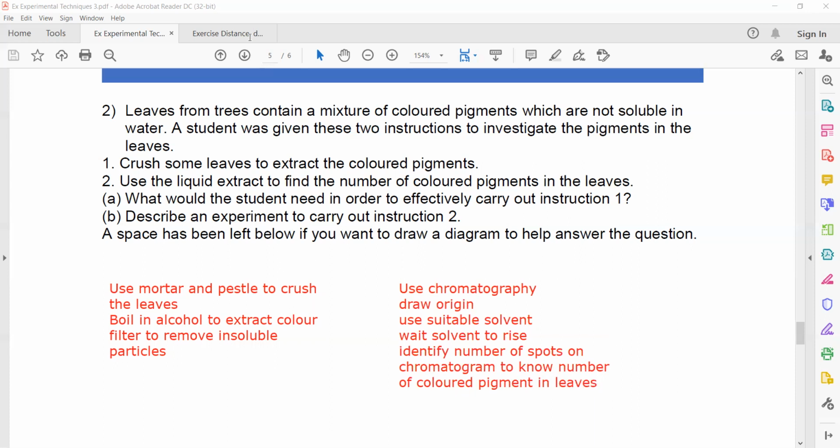Is it clear? So first instruction, we use a mortar and pestle to crush it, and then we boil in alcohol. Why do we boil in alcohol, not in water? Because they mentioned it is not soluble in water. So we boil in alcohol, then we filter. So that was a colored extract which we obtained. And then that colored extract we place on the chromatogram. We draw the origin with pencil and we identify the number of spots. For example, if two spots are there, it means it contains two pigments, two colored pigments. If it has three spots, then it is three color pigments. If it is one spot, it means it is only one color. Is it clear? Question 2.